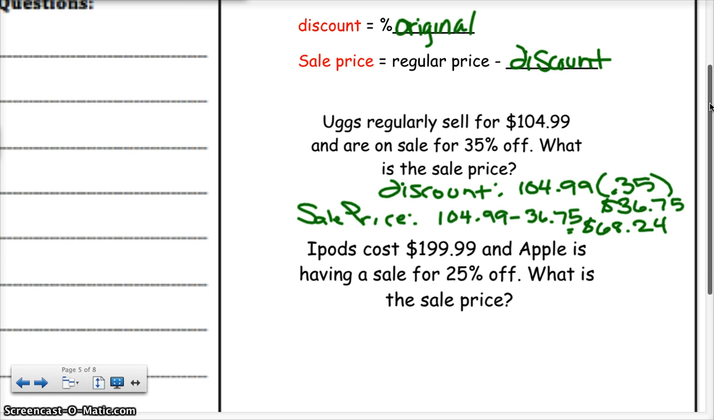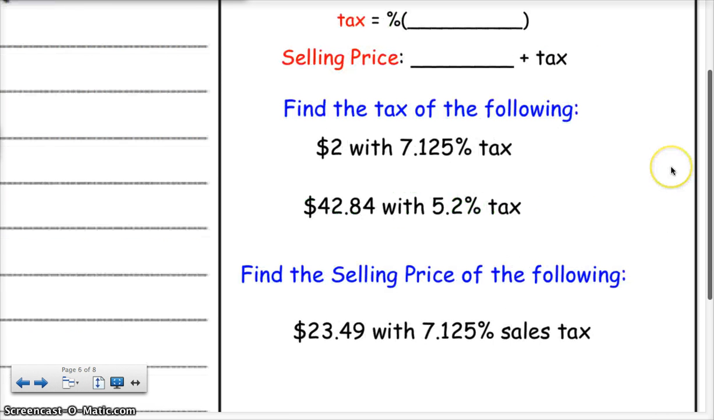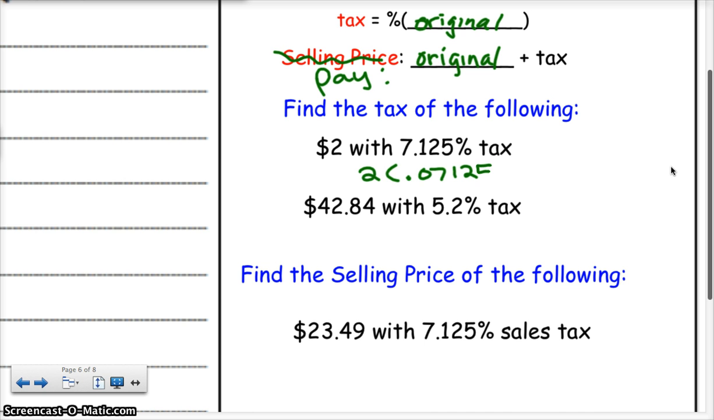Okay, I want you to do this next one with the iPod. So tax is equal to the percent times original, like we talked about, and our selling price is the original amount plus the tax. The selling price meaning what we're going to pay for it. This is actually what we paid. Okay, what we pay is the original plus the tax. So to find the tax, $2 with 7.25% tax would be 2 times 0.0725, which is 14 cents.